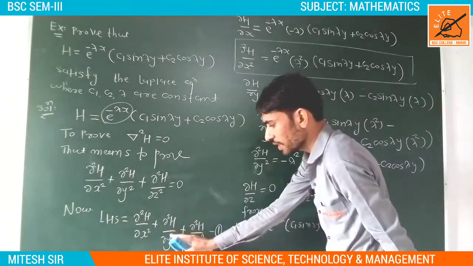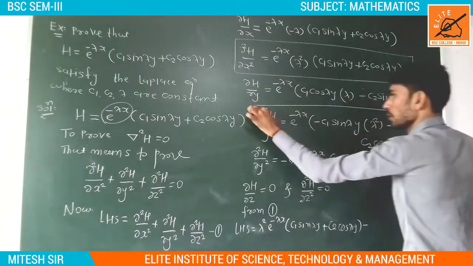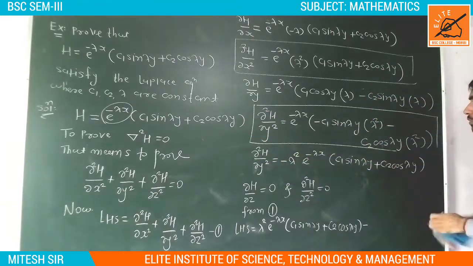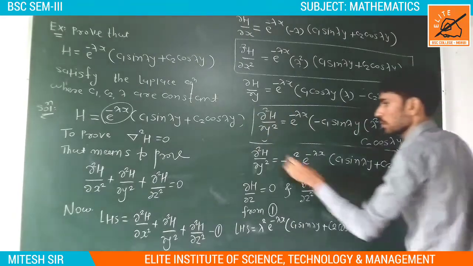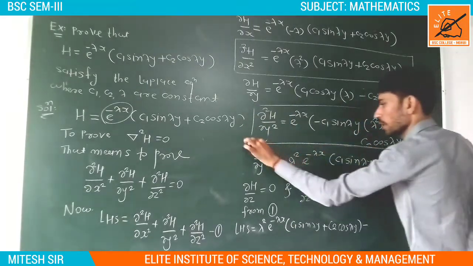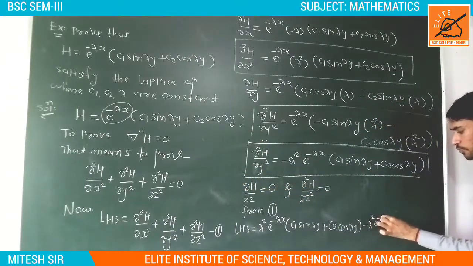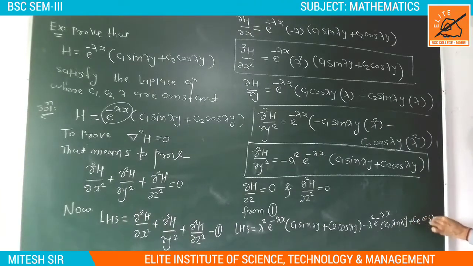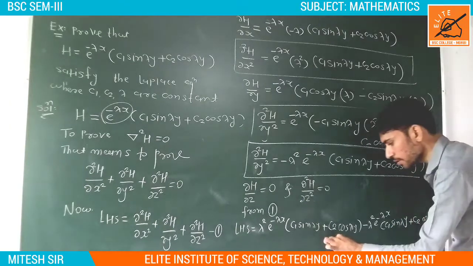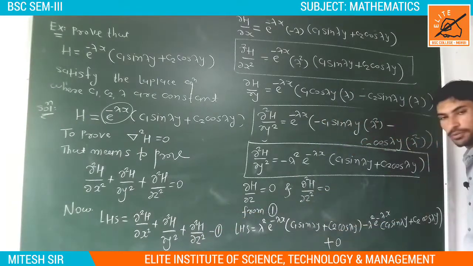plus the value of del square h upon del y square. This is the value of del square h upon del y square: minus lambda square e raised to minus lambda x into c1 sin lambda y plus c2 cos lambda y, plus the value of del square h upon del z square, and the value of del square h upon del z square is 0.